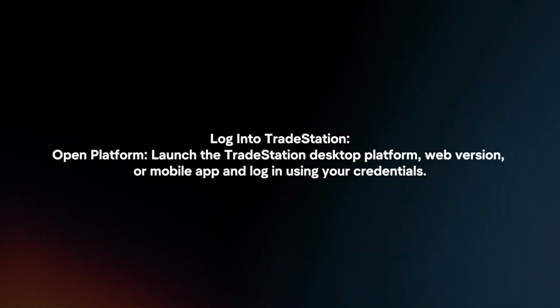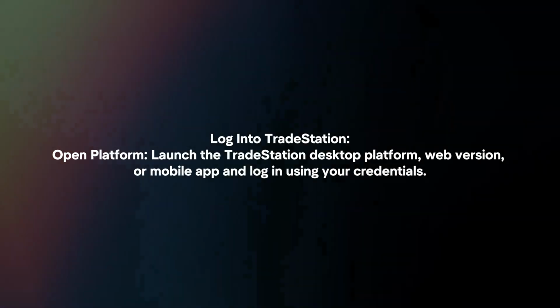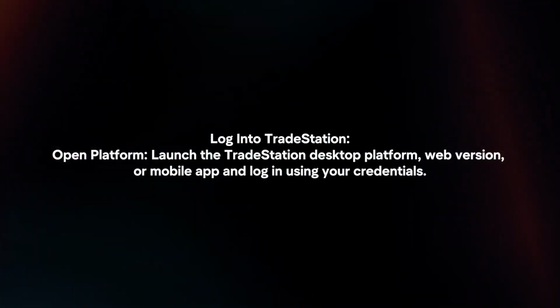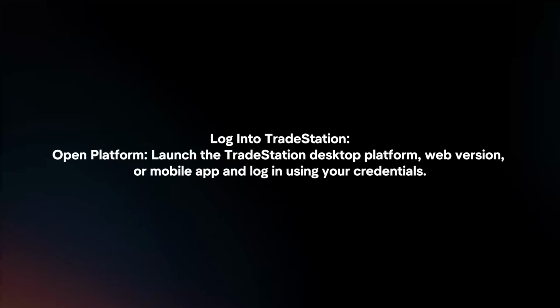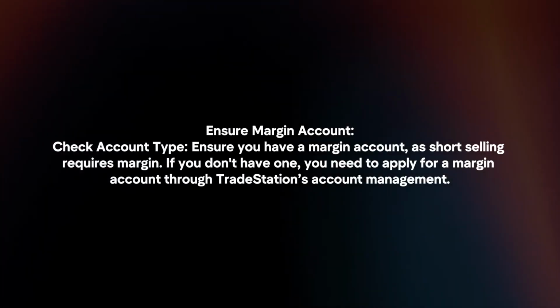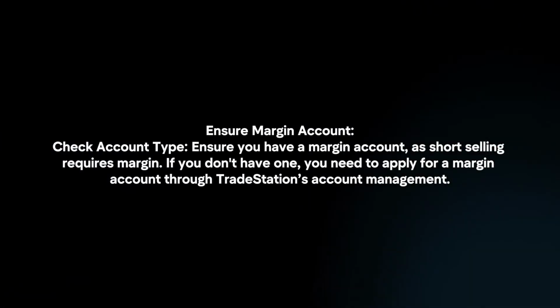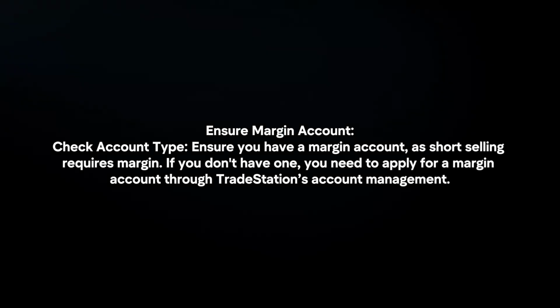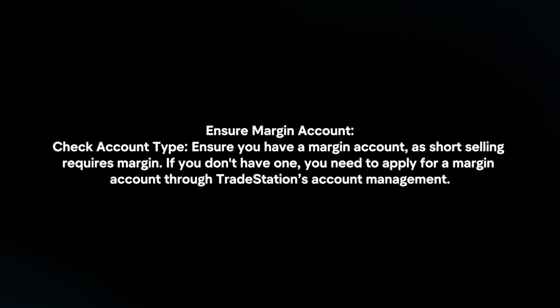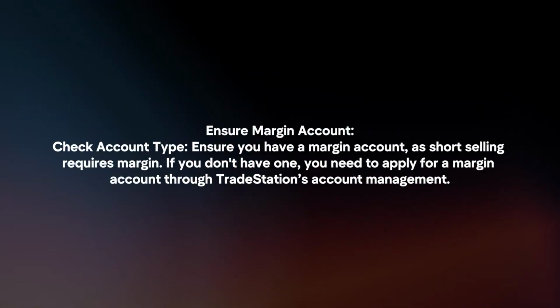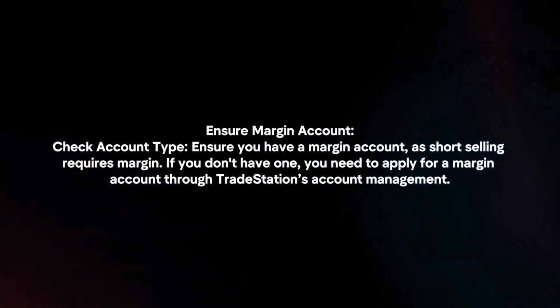Log into TradeStation. Open the platform: launch the TradeStation desktop platform, web version, or mobile app and log in using your credentials. Ensure you have a margin account. Check your account type, as short selling requires margin. If you don't have one, you need to apply for a margin account through TradeStation's account management.